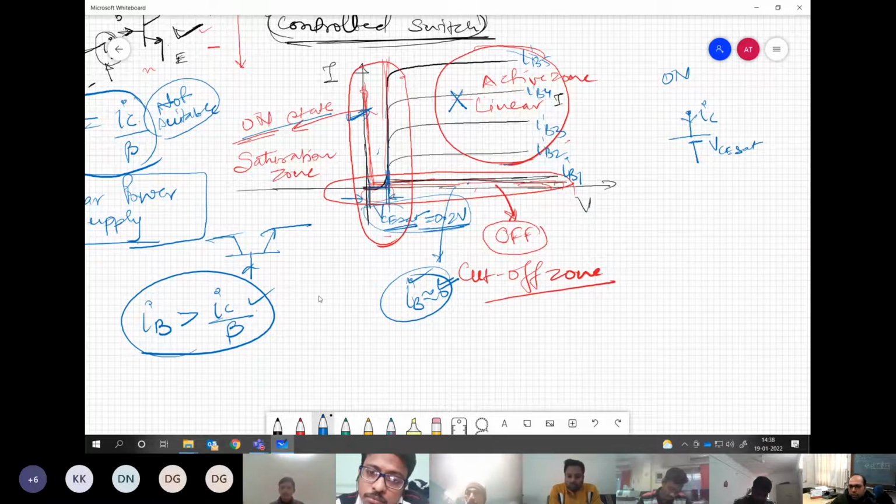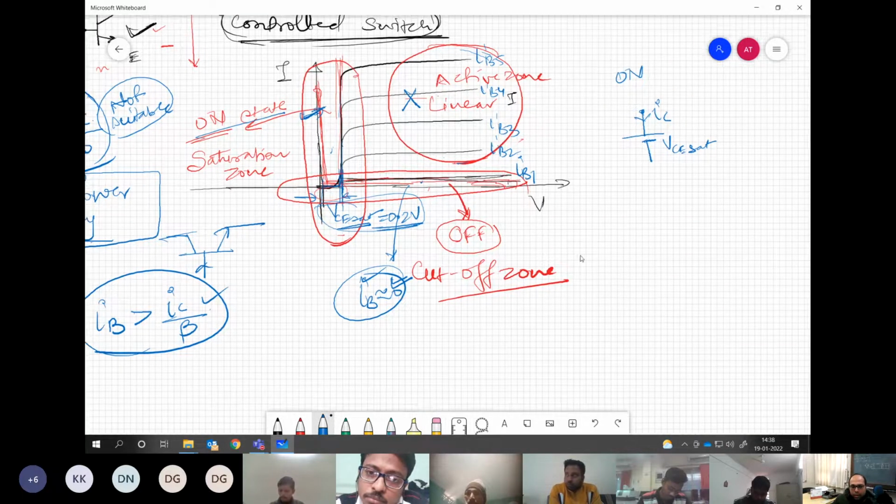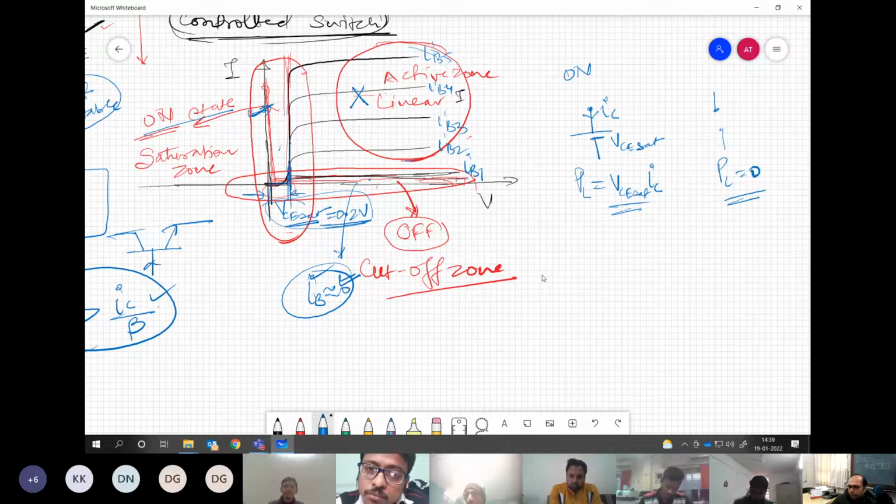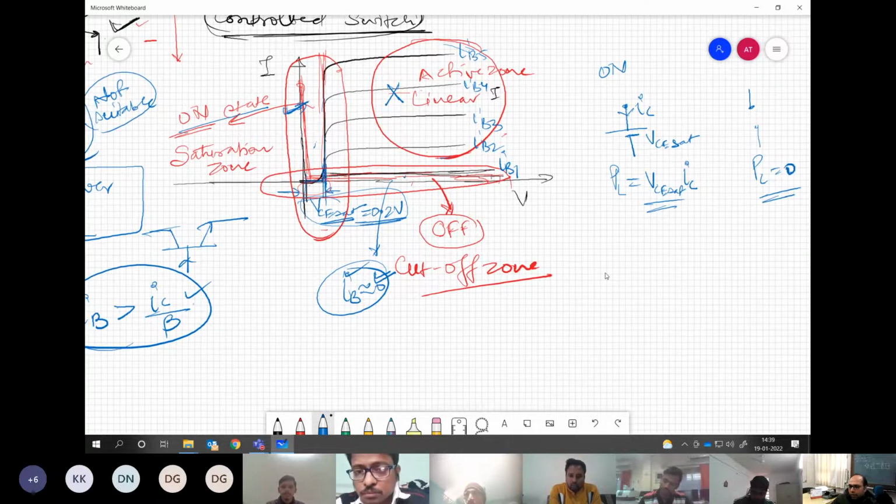And when it is off, because there is almost negligible current flowing through the device, it is as good as an open circuit. So again, we can say that the power loss here is basically VCE sat into IC, and here it can be regarded as 0. Correct? Fine, clear up to this point?